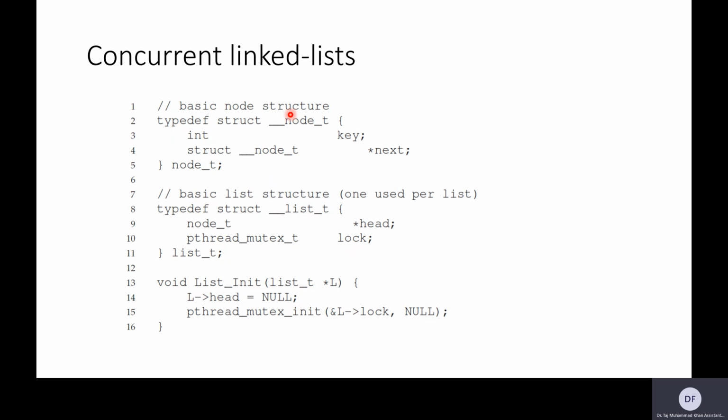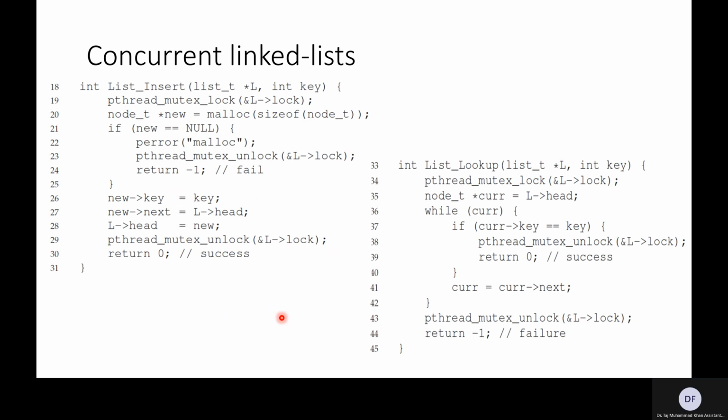So this is our structure for the linked list node, and this is our structure for the linked list. In the linked list structure, we have a pointer head and a variable lock. In the init function, we'll initialize our list and we'll initialize our lock. Now we have to implement two functions, list insert and list lookup, or it could be list delete, whatever you want. But we have to implement them in such a way that they are thread safe.